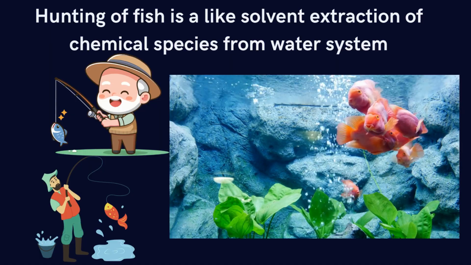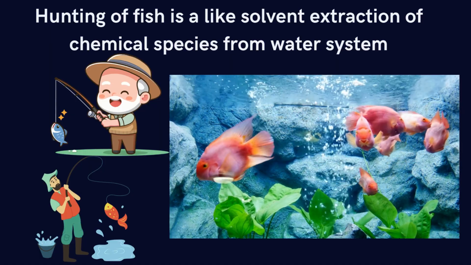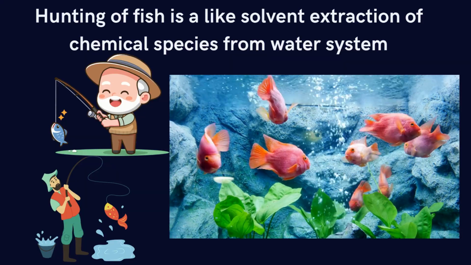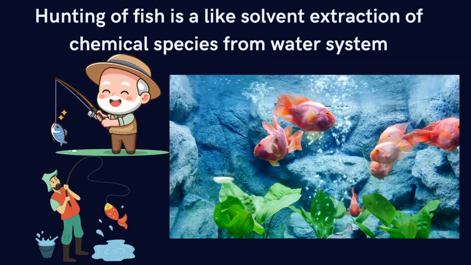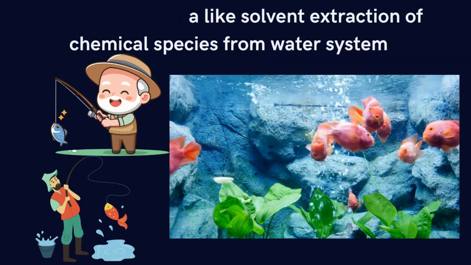Modes of extraction are like hunting a fish from the sea, pond or river. Based on the size of fish present in the water system, we change the fishing net having a different pattern, and finally take out the fish from the big water system. Similarly, different chemical species from an aqueous water system are taken out using different modes of separation.